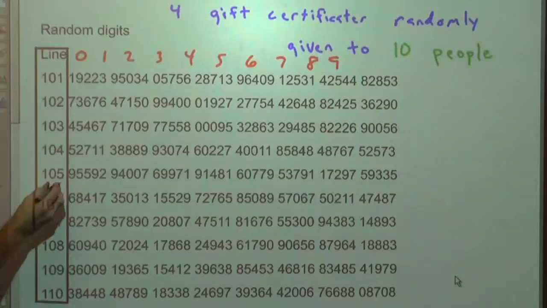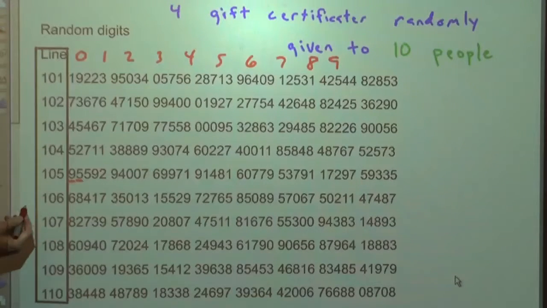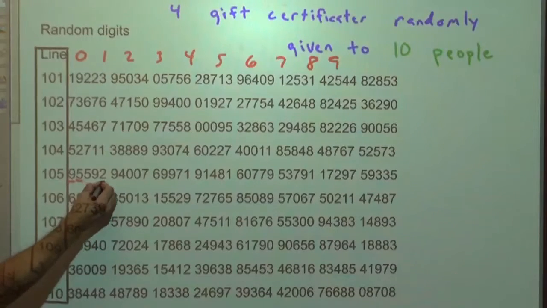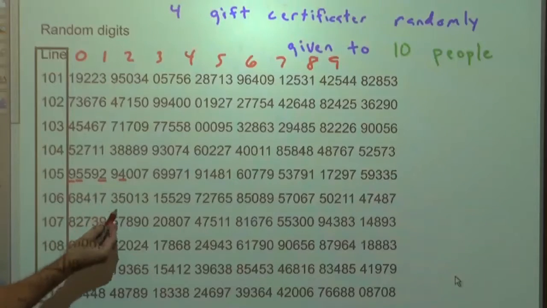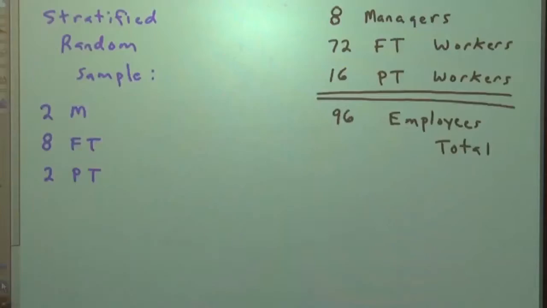So, line 105, first digit is 9, so we select that one. Next digit is 5. Now the next digit is another 5, so we're not going to use that one because we already have a 5. Likewise, there's a 9, we already have that, we're not going to use it. Then there's a 2, that's different. Then there's another 9, can't use it. And then there's a 4. So the 4 people selected are 9, 5, 2, and 4.